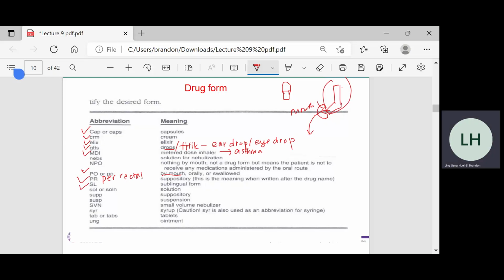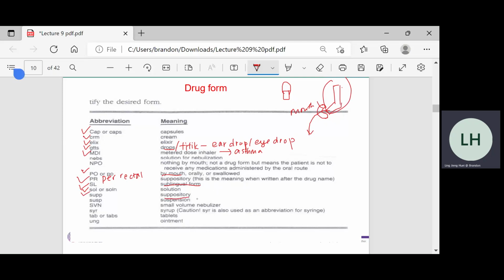Lepas itu, SL refers to sublingual form. Sublingual means di bawah lidah kita. Okay. Di bawah lidah kita. Sublingual. Di bawah lidah. SOL ataupun SOLN refers to solution. Lepas itu, SUPP means a suppository.